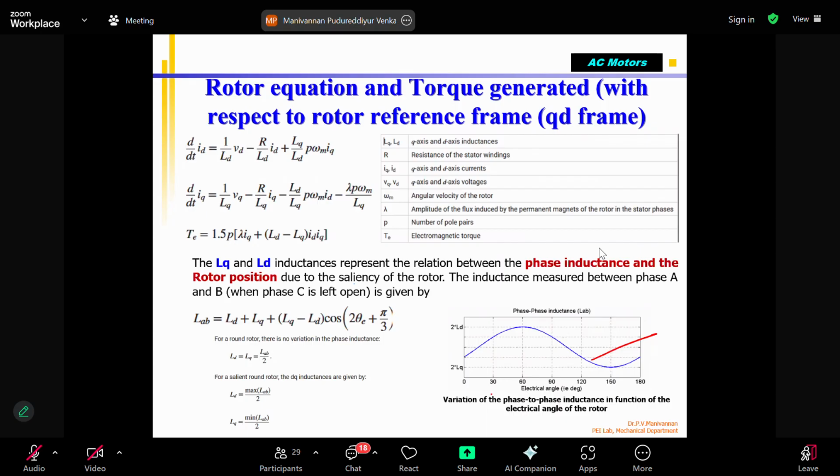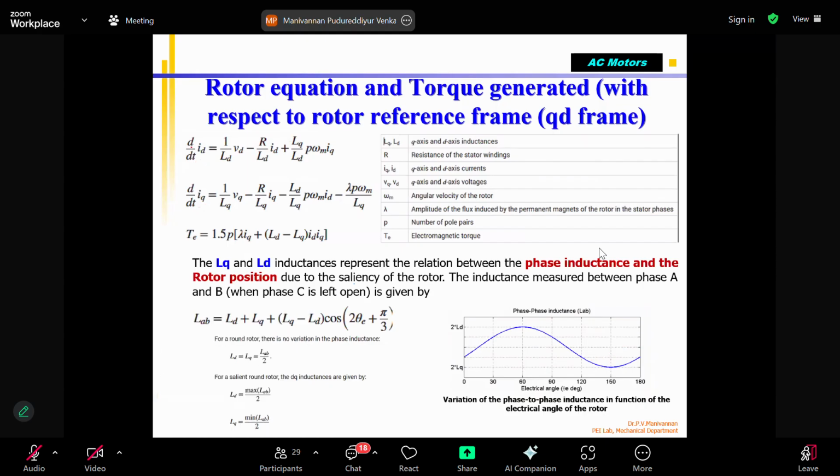We are talking about the electrical angle shown here. In that case, we are deriving the equation for the rotor, d by dt of id. What is i? i is the current flowing with respect to the direct angle, and iq means the current with respect to the quadrature angle. Please note down this equation, where all the parameters are explained here.